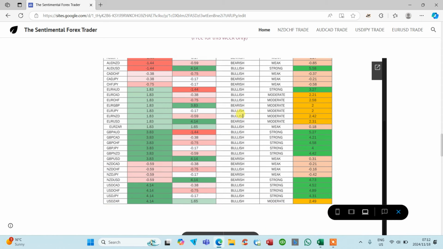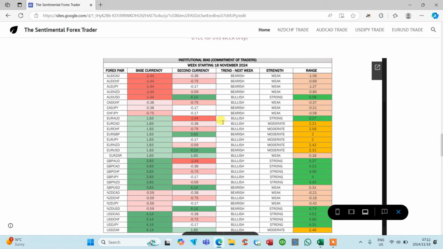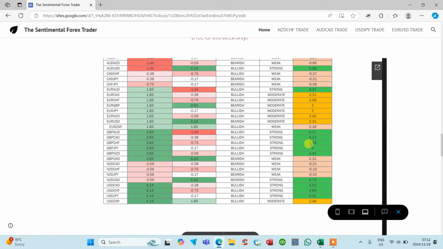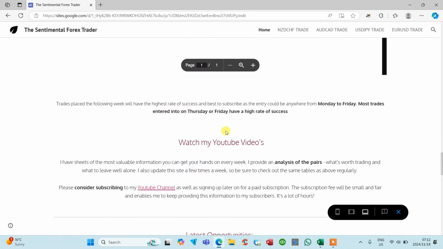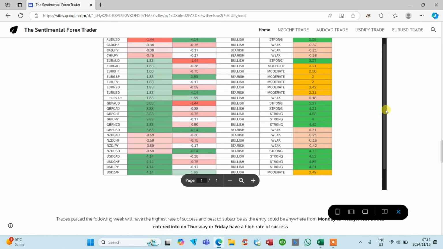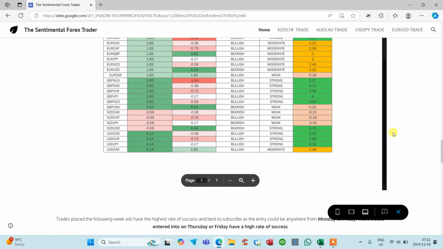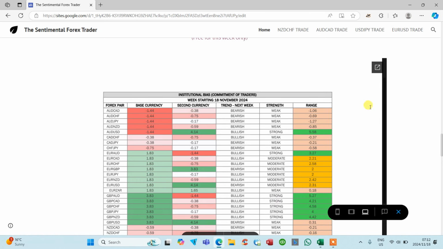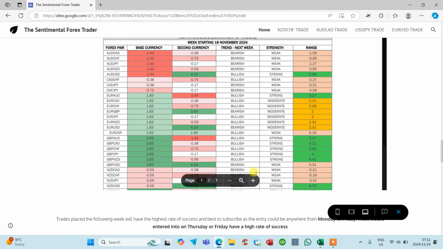This week, going into the 18th of November, there wasn't a big range between any of the currencies that I analyzed. But anyway, there are some nice ones here. There's a 5.27 there. There's these fours here, which you can capitalize on. And yeah, that's basically what I get to. This is the sheet that I get to, and this is where I enter my trades from.